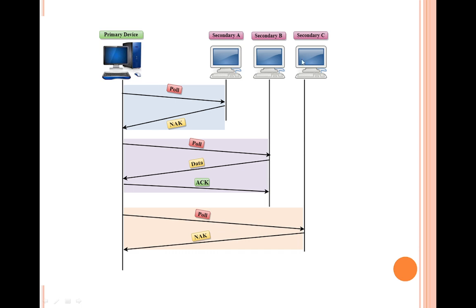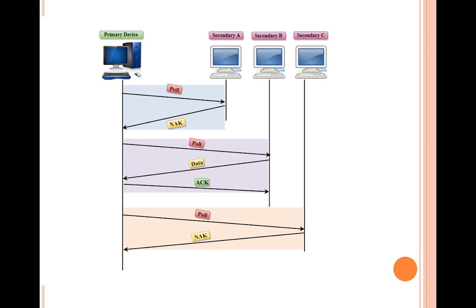Here, this one is the primary device, and there are three secondary devices. How will the communication happen? Initially the primary device sends the poll message to secondary device A. Here it sends a no acknowledgement, which denotes that the secondary device has no data to send. Then the primary device sends the poll message to secondary device B. Now we are getting the acknowledgement, and the data is sent from secondary B. Then the acknowledgement is sent to the receiver.